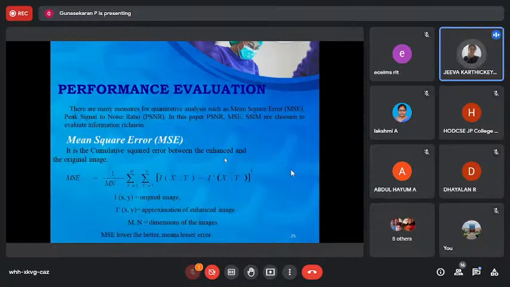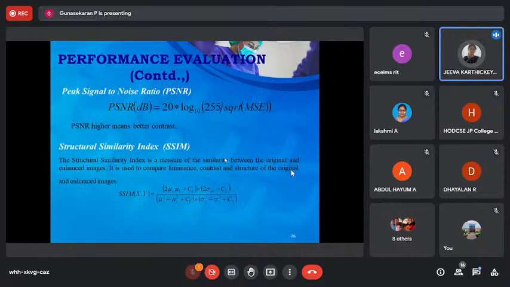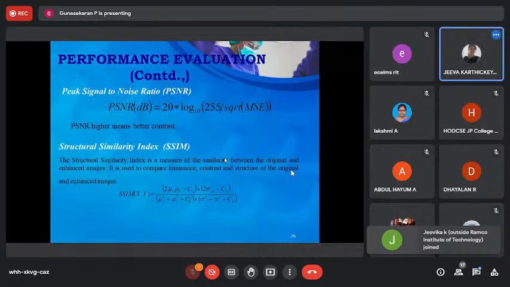Then after the quality improvement, we also find the quantitative parameters. Various enhancement parameters are available. In this proposed method, I am using 3 parameters: mean square error, peak signal to noise ratio, and structural similarity index. If the mean square error is low, it means it provides better contrast. The second parameter, peak signal to noise ratio, is calculated between the original image and the contrast image. If this PSNR is higher, it means it provides better contrast.